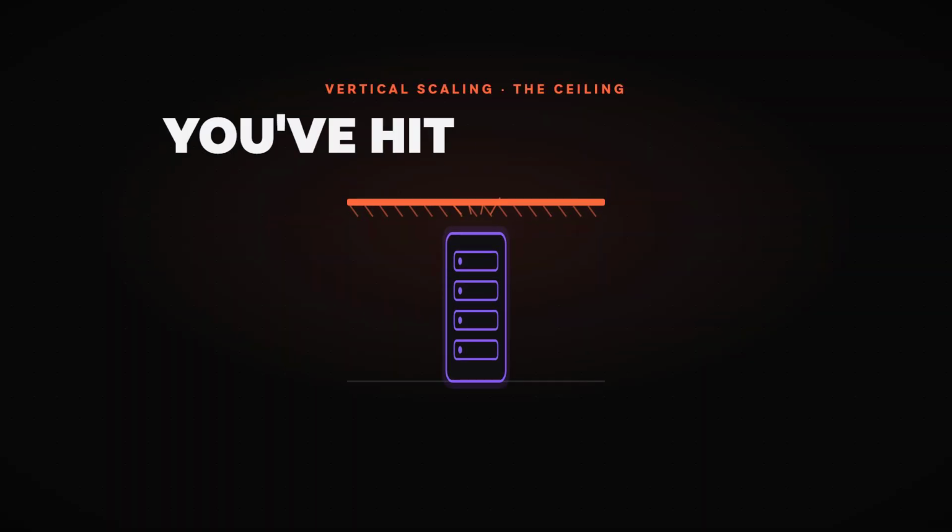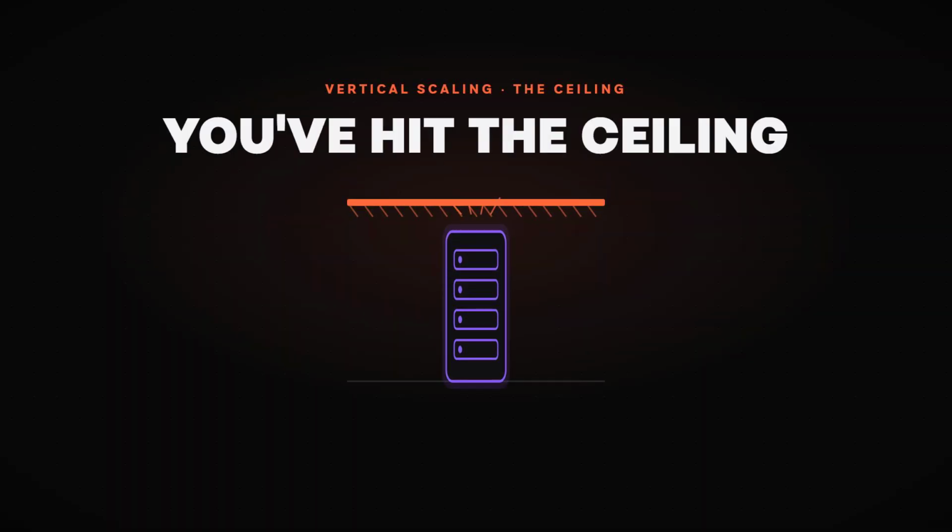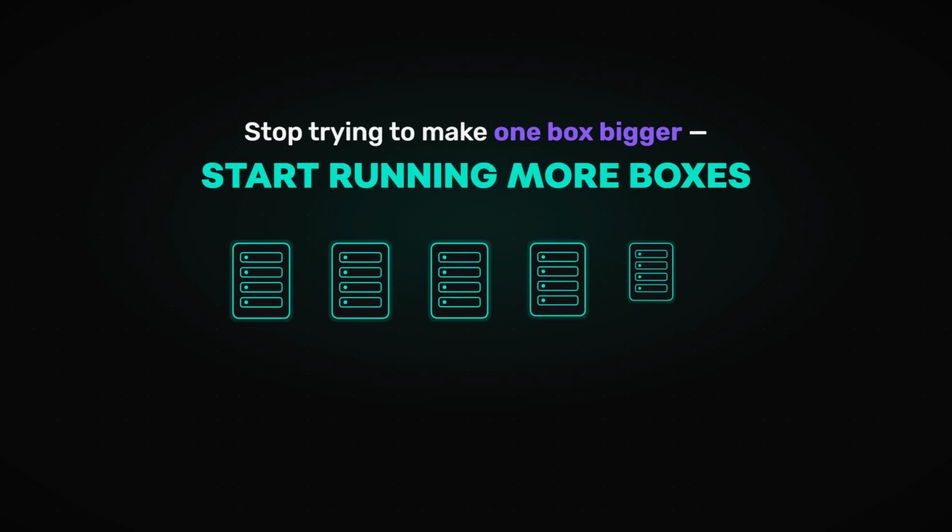You have hit the ceiling on vertical scaling. You have bought the biggest machine your cloud provider sells and the app is still struggling under load. You cannot make the box any bigger. So what do you do? You stop trying to make one box bigger and you start running more boxes.